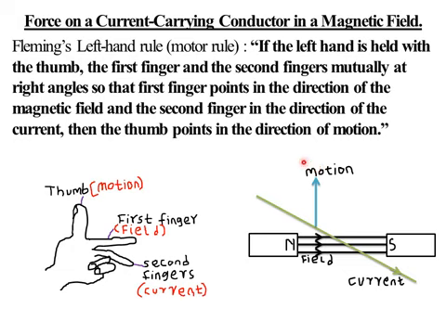Another point that I see students confusing is when to use the Fleming's left hand rule, and when to use the Fleming's right hand rule. Now, remember this. The left hand rule, also called the motor rule, is strictly used when we are dealing with electric motors. Remember, an electric motor will always convert electrical energy into mechanical energy.